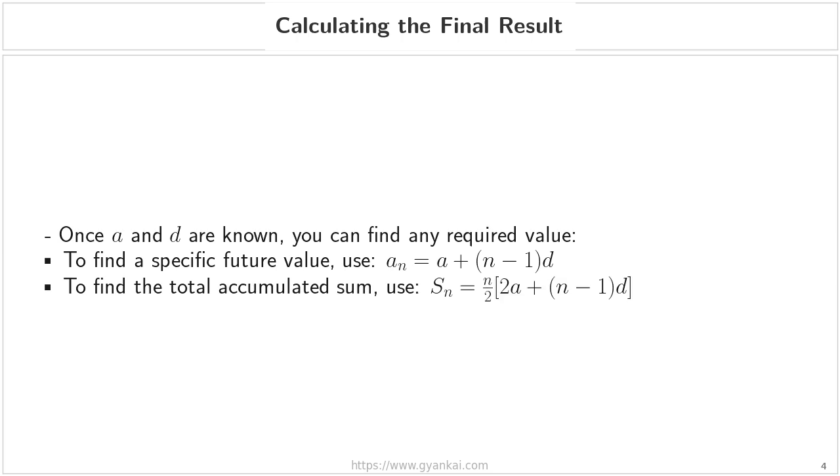On the other hand, if the problem asks for the total accumulated sum, meaning the total amount produced or saved over the entire duration, you will use the sum formula. In this case, S sub n equals n divided by 2, multiplied by the quantity 2a plus the quantity n minus 1 multiplied by d. Keep these two formulas in mind, because in the next slide, we are going to put them both to work in a comprehensive, real-world example.